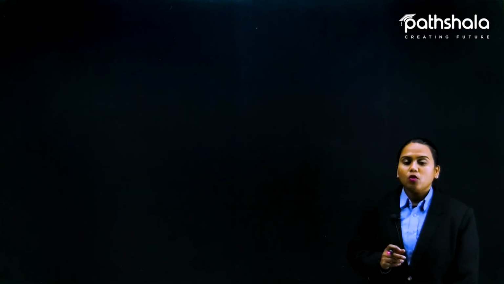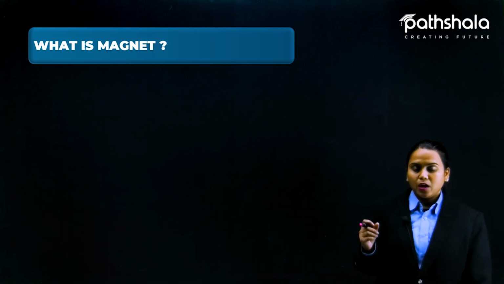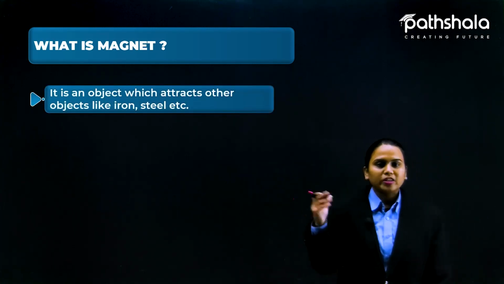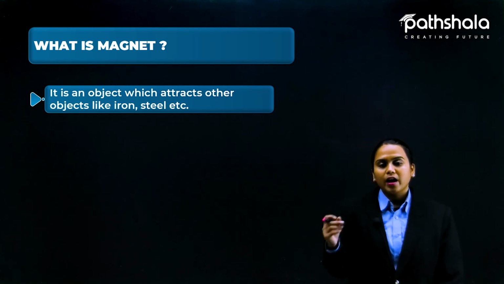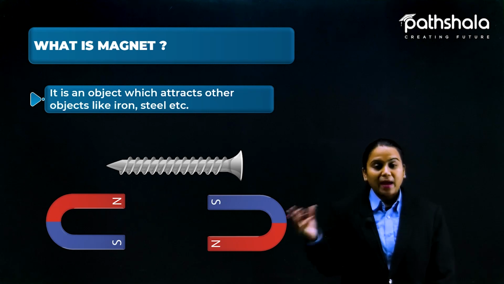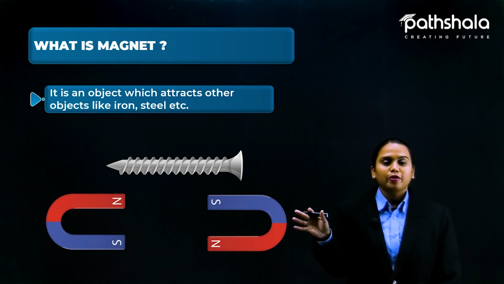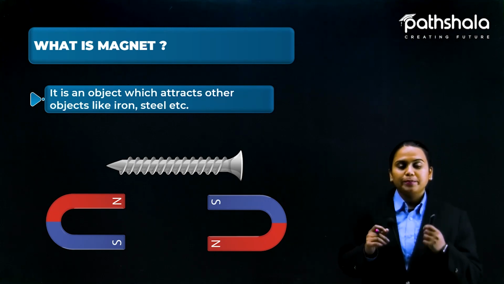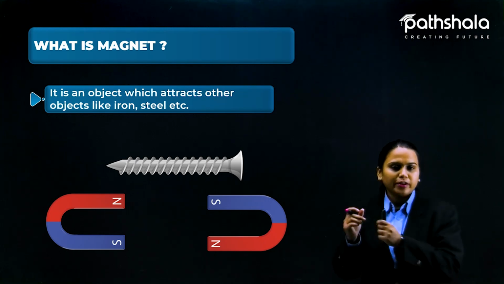So students, I hope you are all familiar with what a magnet actually is. It is an object which attracts other objects like iron, steel, etc. When there is a magnet at home, it is a very good thing for students to play with. Even I used to play with magnets and keep attracting different things with them.